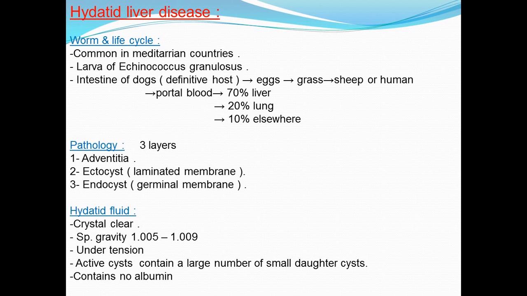Pathology: it consists of 3 layers. 1. Adventitia. 2. Ectocyst, laminated membrane. 3. Endocyst, germinal membrane. Now this cyst contains fluid, hydatid cyst fluid, and it has characteristic features. 1. Crystal clear. 2. Specific gravity 1.005 to 1.009. Under tension, active cysts contain a large number of small daughter cysts, and lastly it contains no albumin.